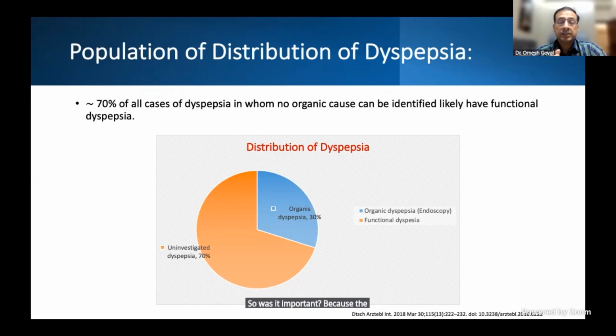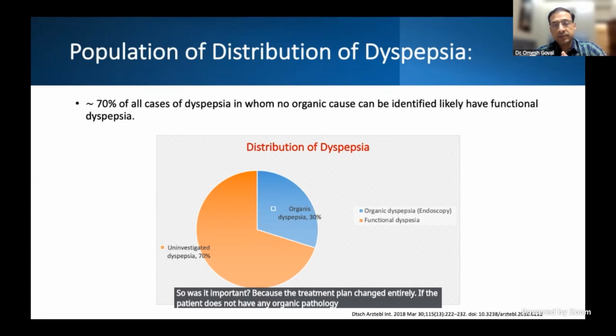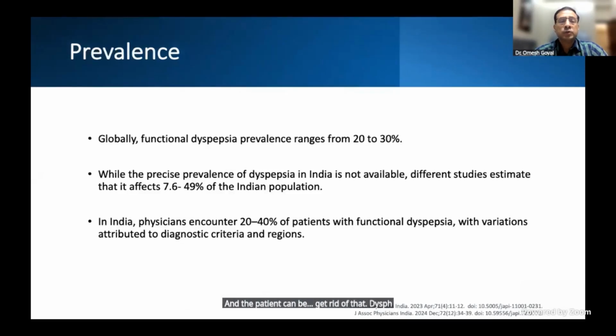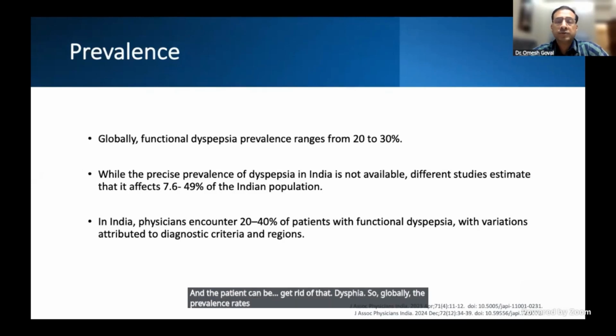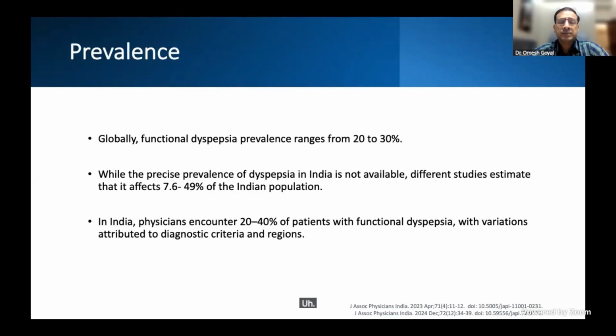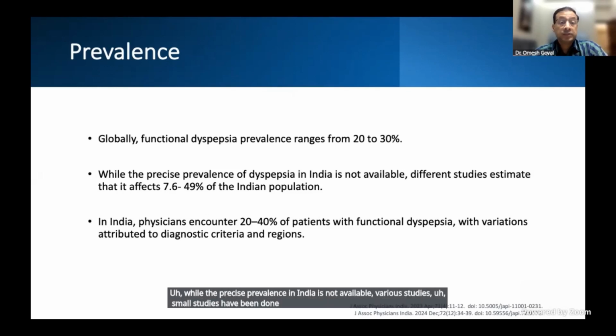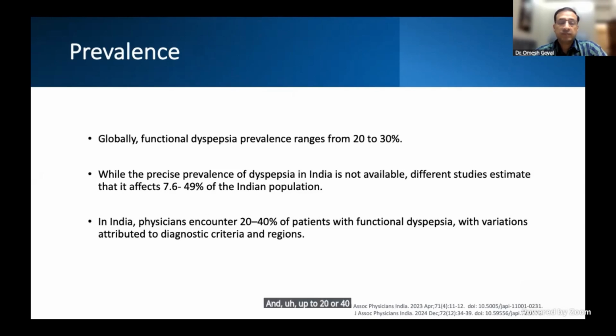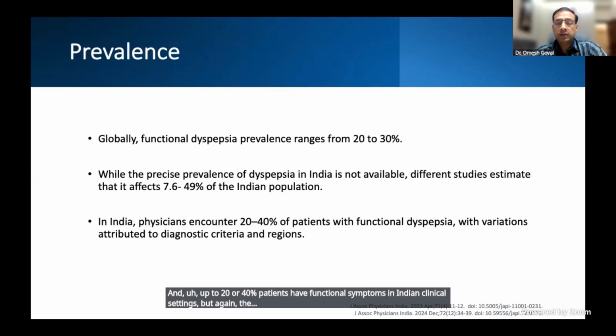So why is it important? Because the treatment plan changes entirely. If the patient does not have any organic pathology, the treatment is different, while if we find some organic pathology, we treat the specific thing, and the patient can get rid of that dyspepsia. Globally, the prevalence rates in the population range from 20 to 30%. While the precise prevalence in India is not available, various small studies have been done. The estimates vary from 7 up to 50% in the Indian population, and up to 20 or 40% of patients have functional symptoms in Indian clinical settings. But again, very good long-term data is not available.